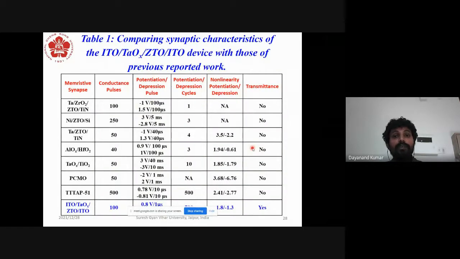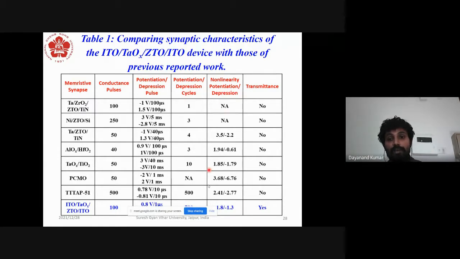Here is the table comparison. We compare our device with other devices or previously reported work. One important thing is that our device is fully transparent. For potentiation and depression, we use 0.8 volt for 1 microsecond and -0.9 volt for 1 microsecond. So far, others have shown only 500 cycles, but in our case 790 cycles, that's the repeatability. It means learning and forgetting can go up to 790 cycles without any degradation.